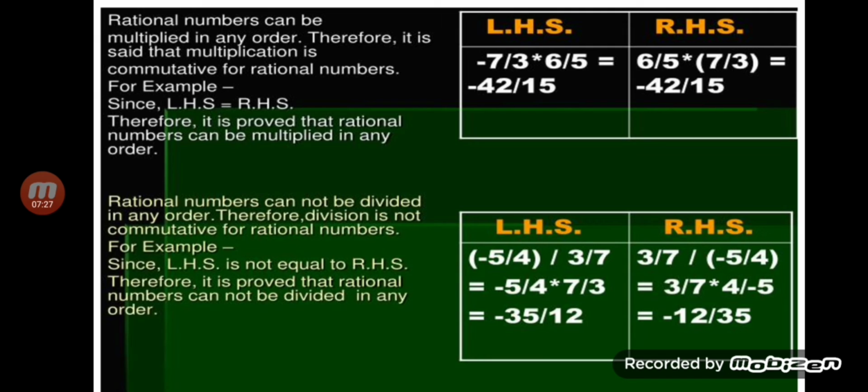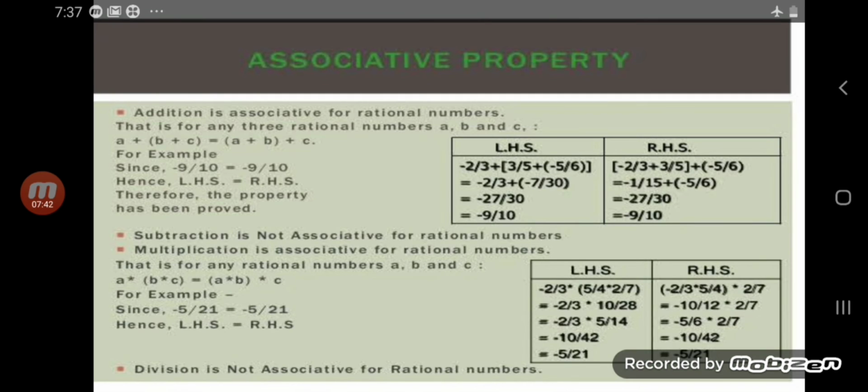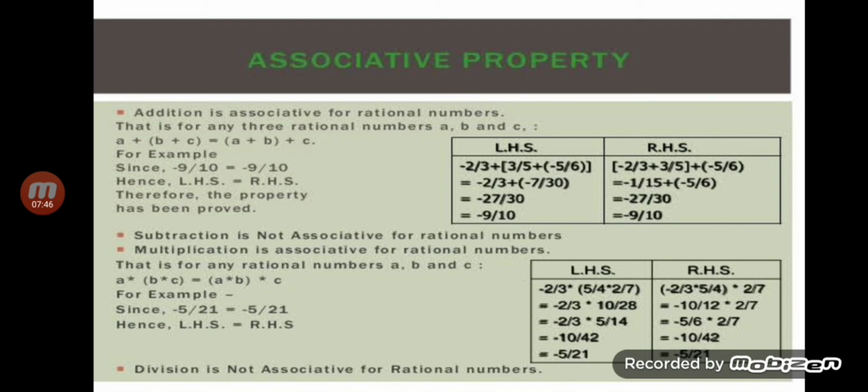So in the LHS we get minus 35 by 12, but in the RHS we get minus 12 by 35. Both are unequal. Therefore, division is not closed under the commutative property. Next, associative. So associative property, everybody knows.